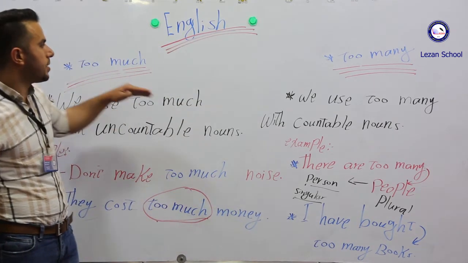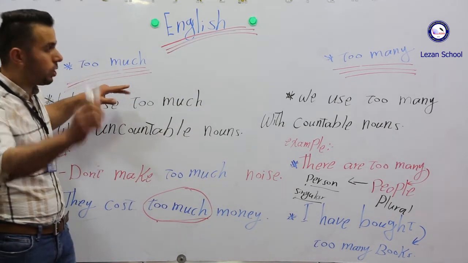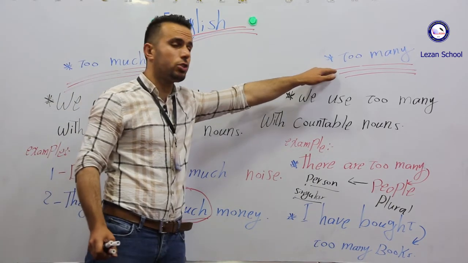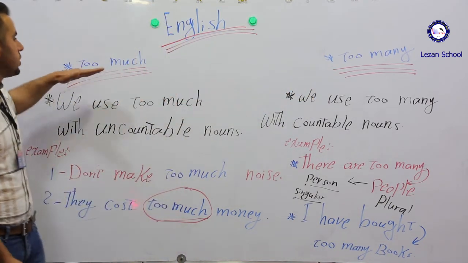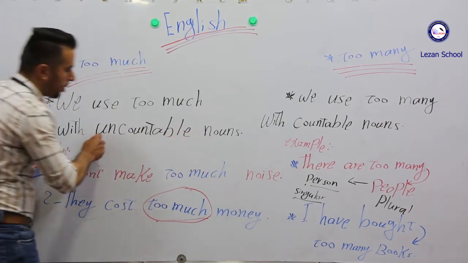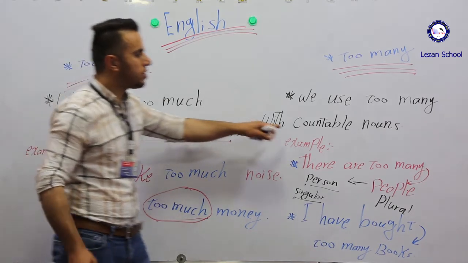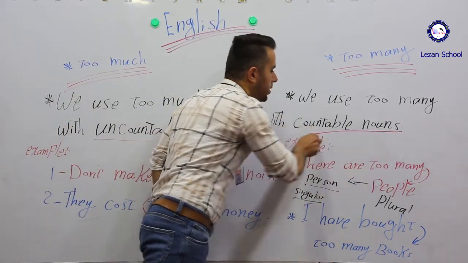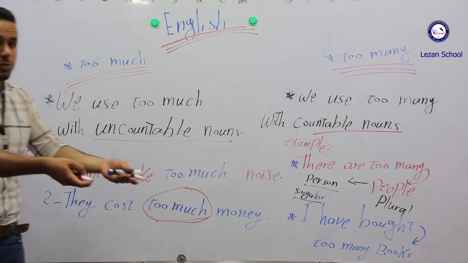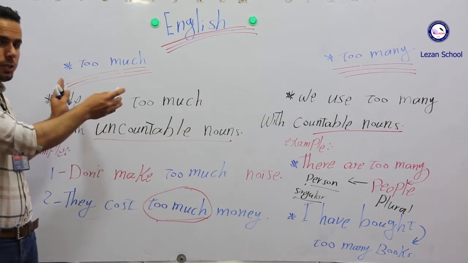The only difference, not differences, it's difference. The only difference between too much and too many is what? We use too much with uncountable nouns. Here, underline uncountable nouns. And we use too many with countable nouns, those nouns that can be counted. That's all about the topic.